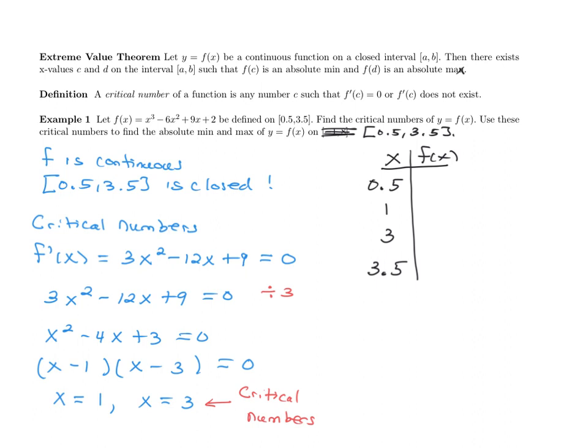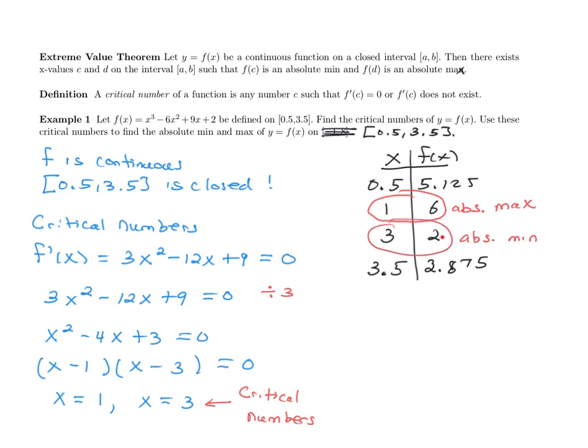So at 0.5, I get 5.125. At 1, I get 6. At 3, I have 2. And at 3.5, I have 2.875. So what does this mean? My max value, the absolute max, which I'll just put here, has got to be at this point. At x equals 1, it achieves a y value of 6, and that is the biggest among these 4 different numbers. And where is the absolute minimum? That has to be this here. So this is the absolute min.